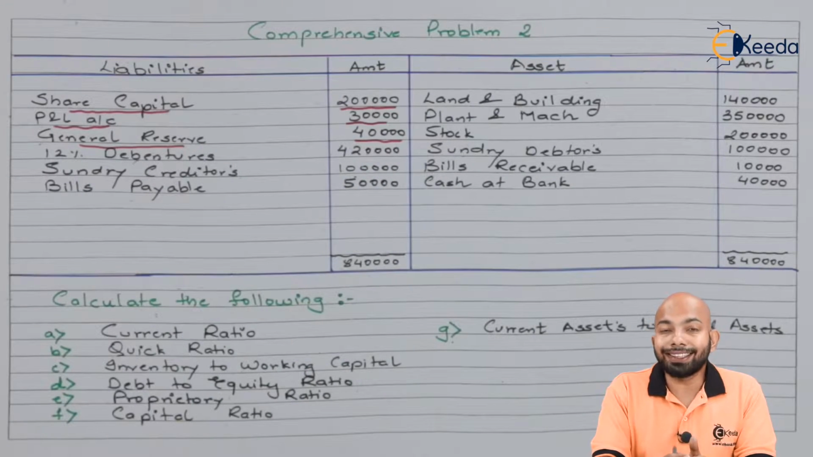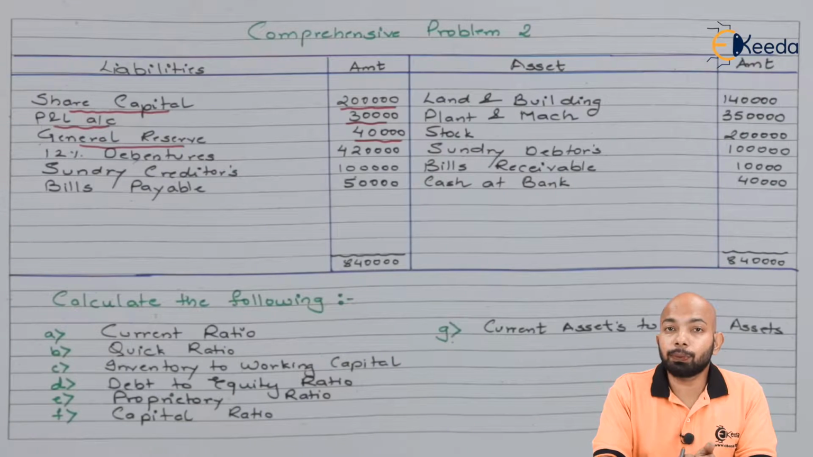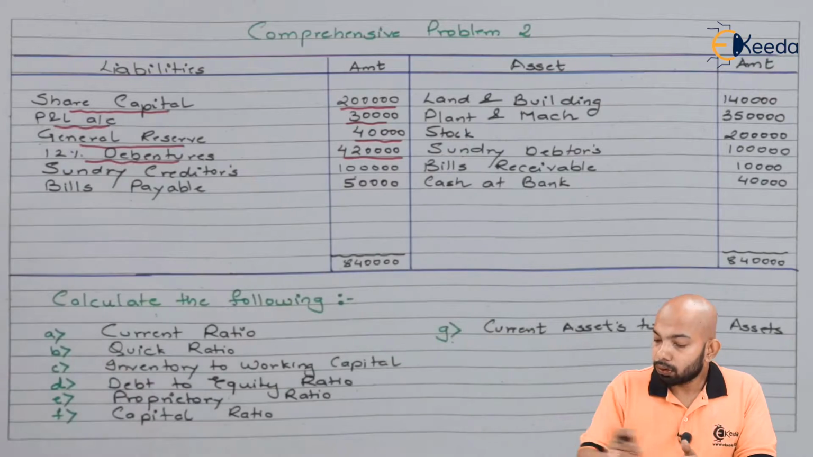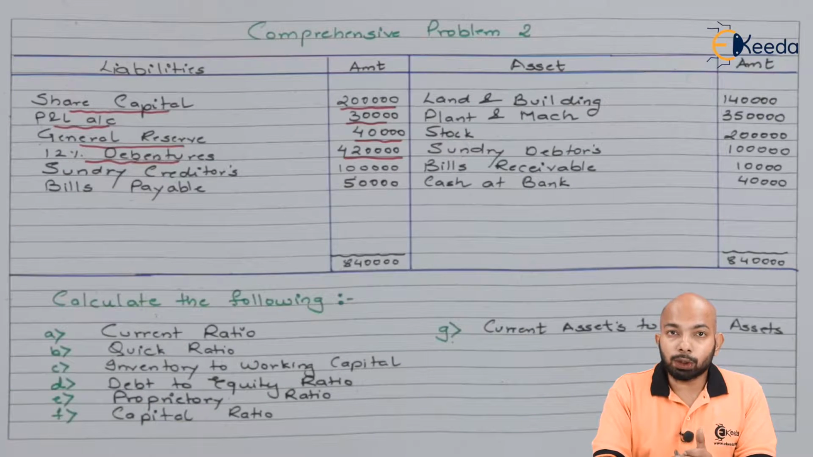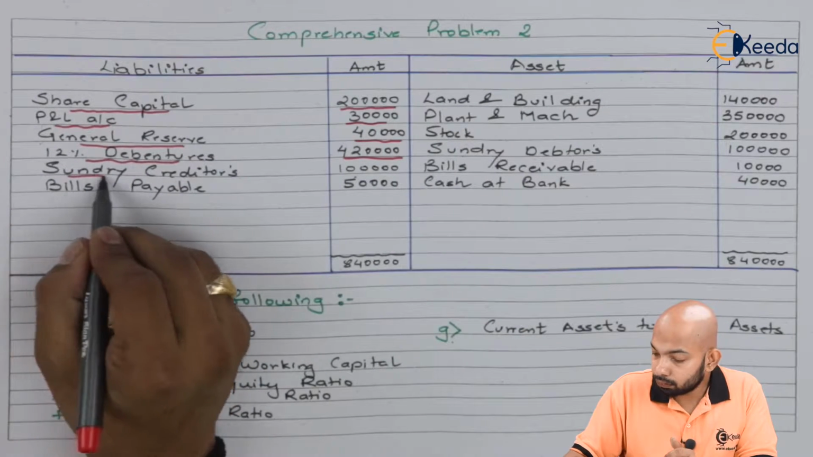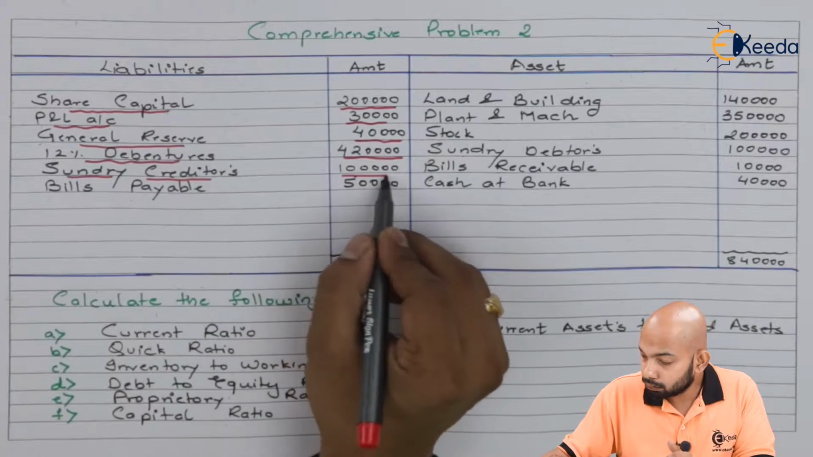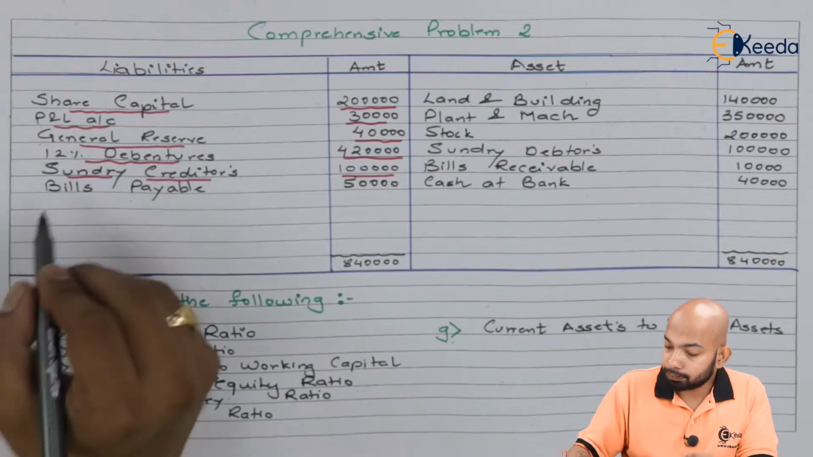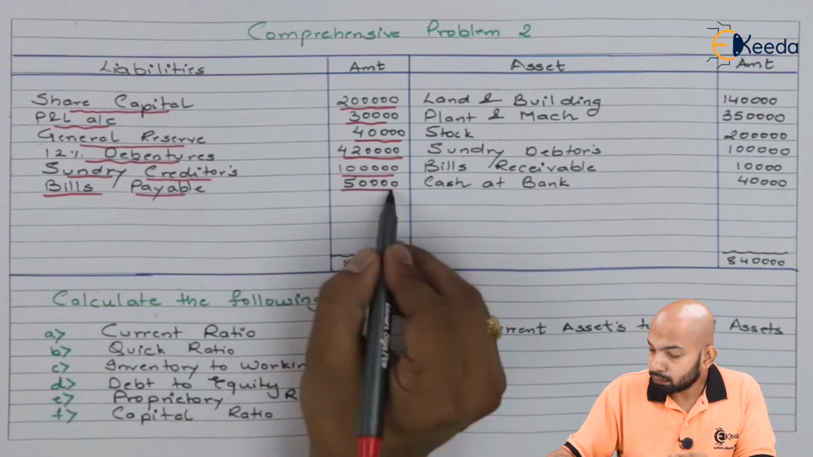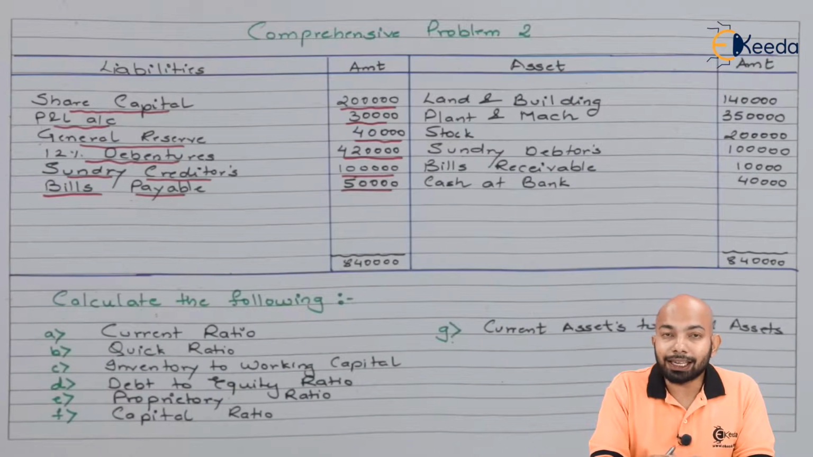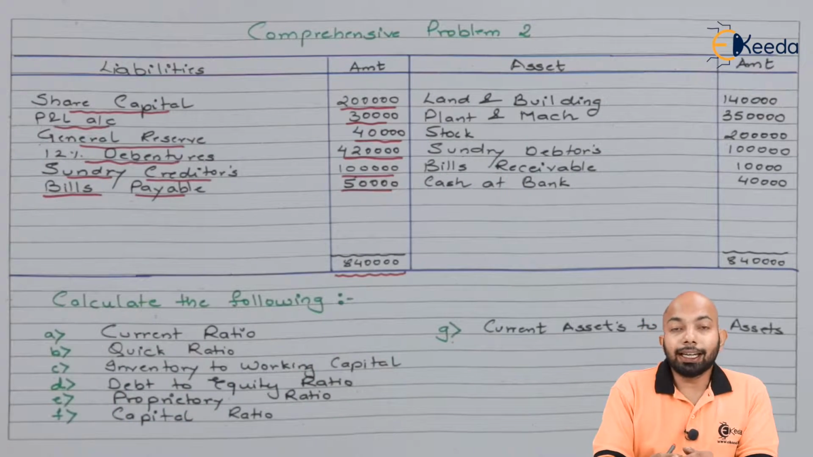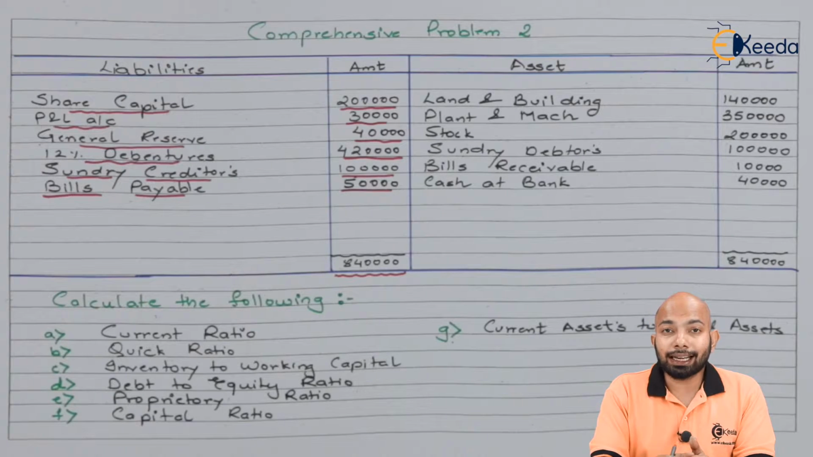We have 12% debentures amounting to 4,20,000. We have sundry creditors worth rupees 1 lakh, and bills payable worth rupees 50,000. Now this is the liability side. The total comes to 8,40,000. Let's go on to the asset side and figure out what exactly we have there.